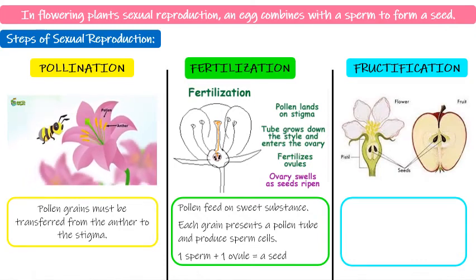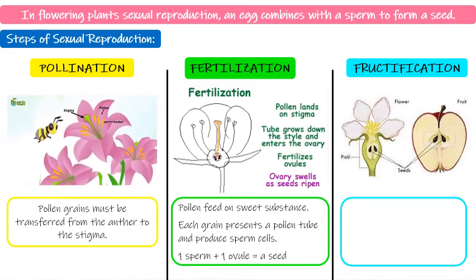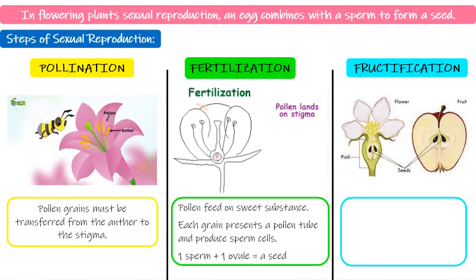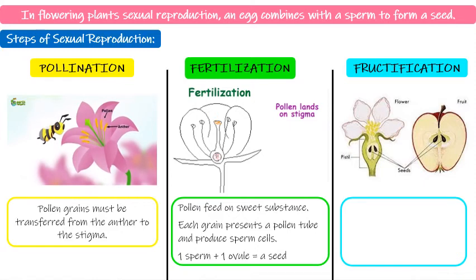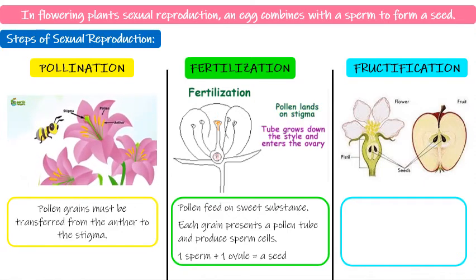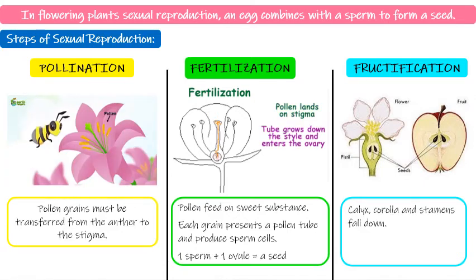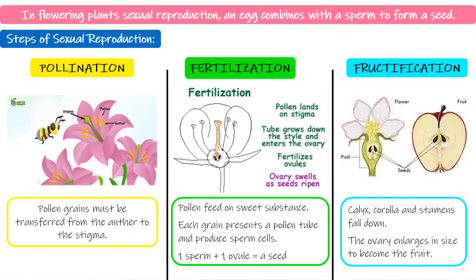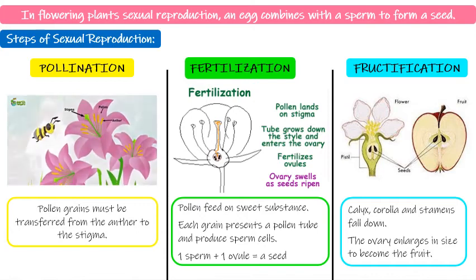Last part, this doesn't always happen because this is for plants that grow fruits only. Sometimes the ovary grows into a fruit. This step is called fructification. It is when the ovary changes into a fruit.